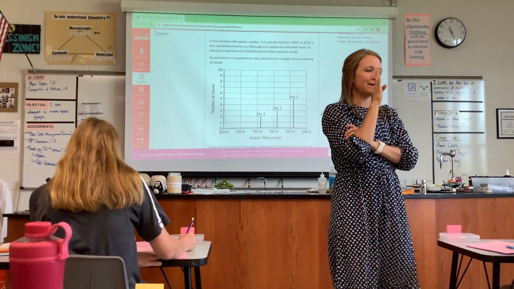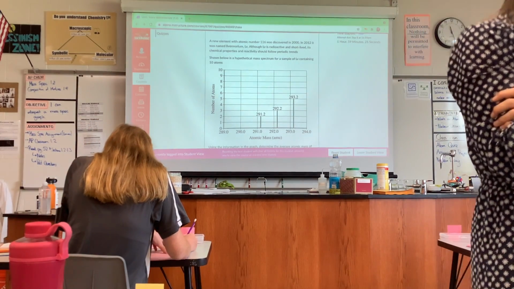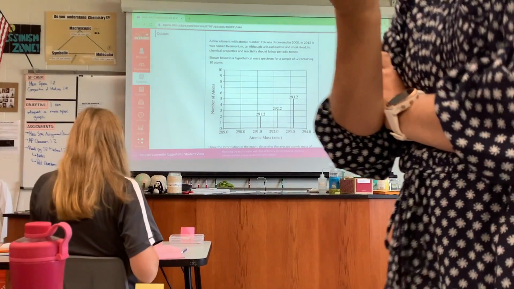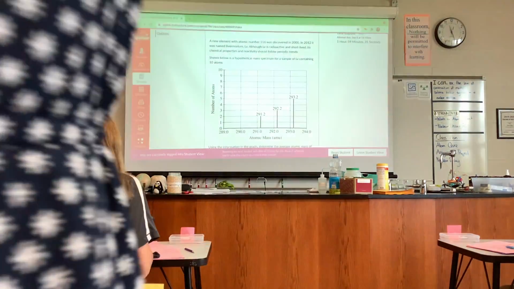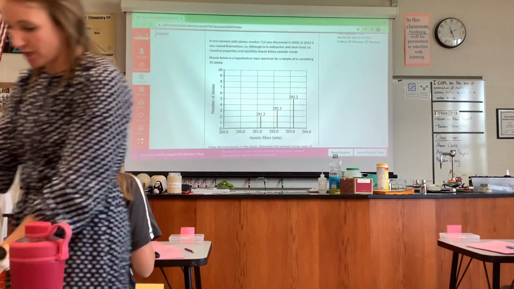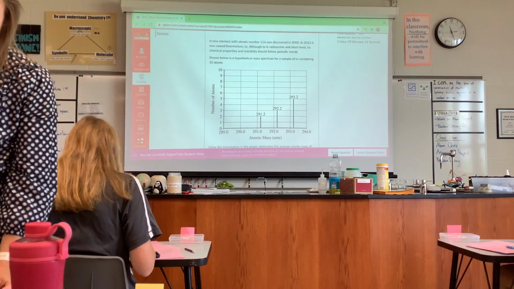All right, take the equation we learned last time, apply it to this graph. I have no idea how to do this. So take it one step at a time. What are you trying to find? The average atomic mass. Okay, so you're trying to find the average atomic mass. Are we gonna get all of these numbers and add them together and find the average?